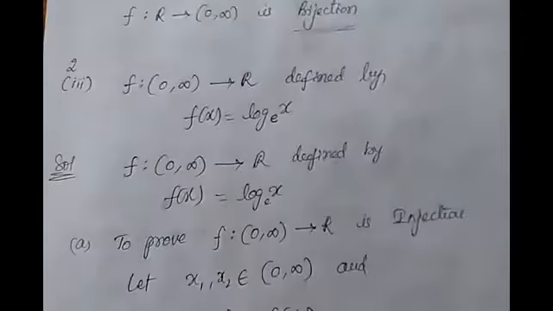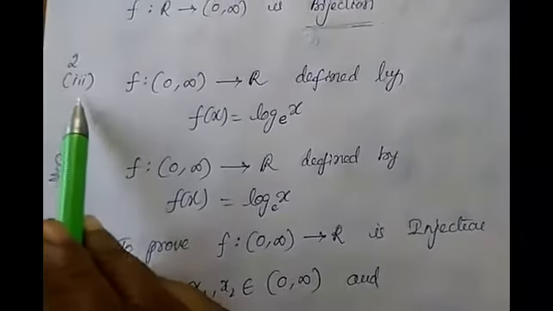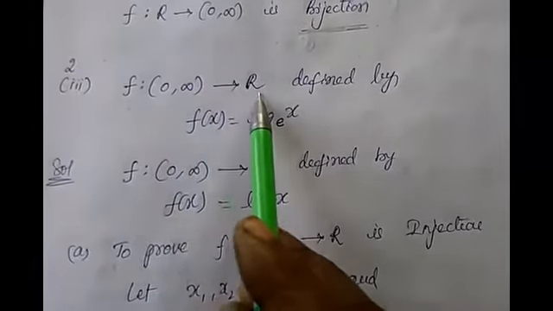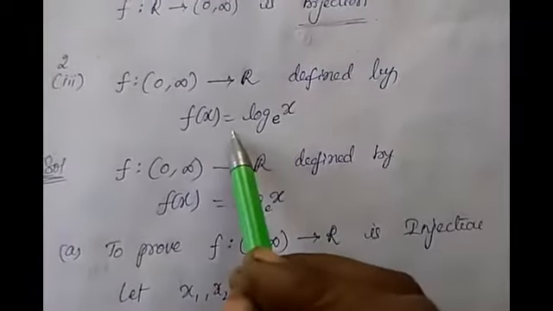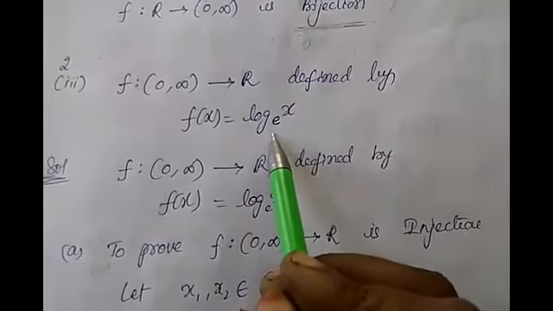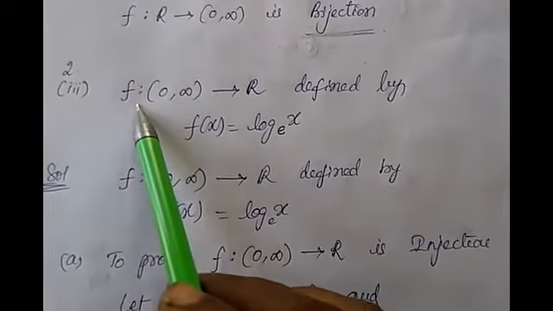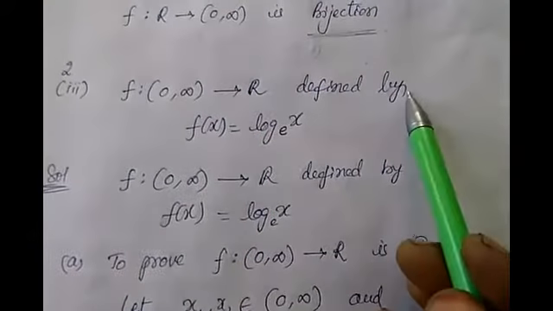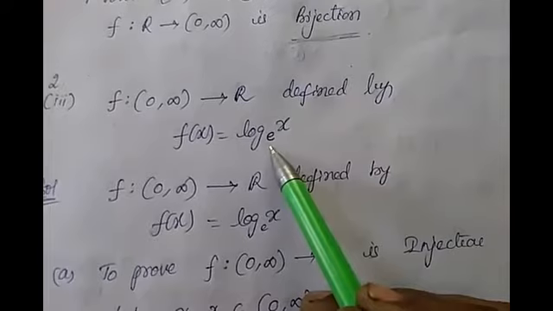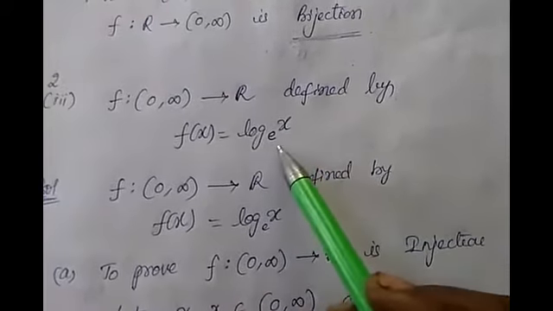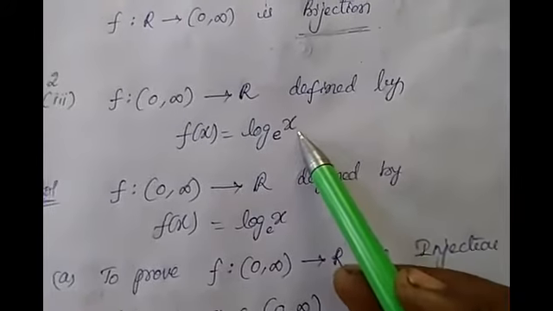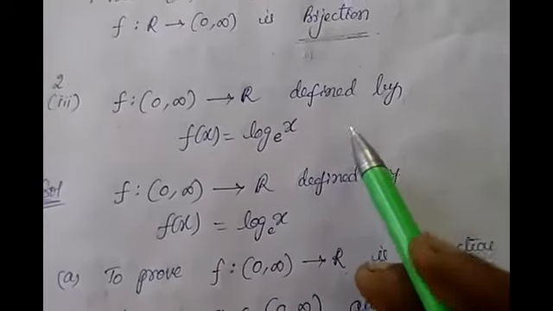The next one is the third problem. F from the open interval (0, infinity) to R defined by f of x is equal to log x base e. Now we have to prove whether this function is one-one, onto or bijection. Let us prove the first one.